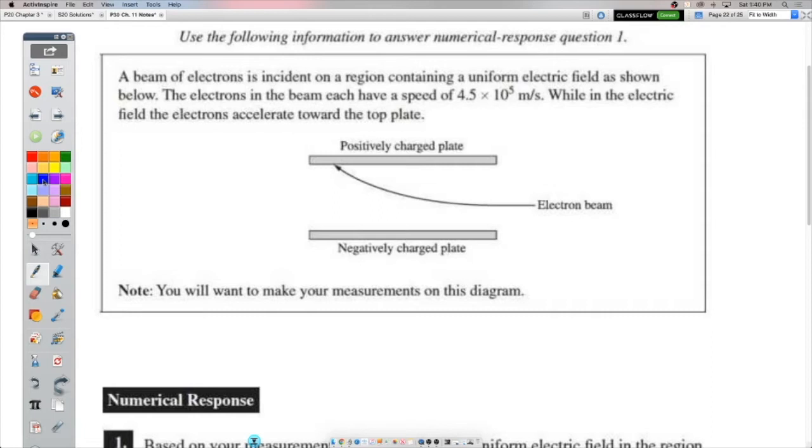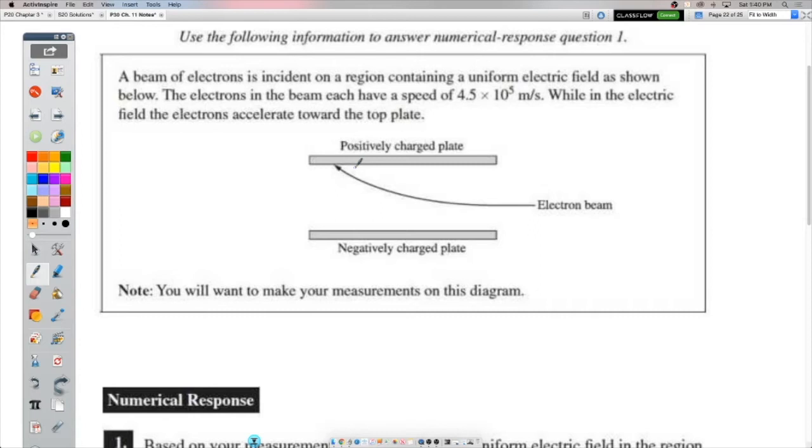a beam of electrons is incident on a region containing a uniform electric field as shown below, okay? That was nice of them to tell us that. They didn't have to tell us. We know that between two oppositely charged parallel plates, the electric field is uniform. Okay, so the electrons in the beam each have a speed of 4.5 times 10 to the 5 meters per second. While in the electric field, the electrons accelerate towards the top plate. Okay, that makes sense. They would, right? They're electrons. They're negative. They're going to move this way up to the positively charged plate.